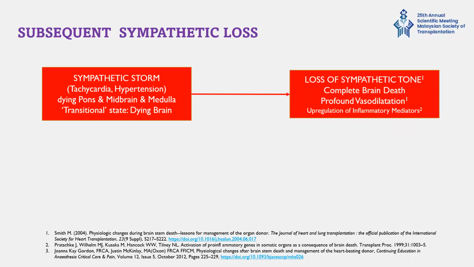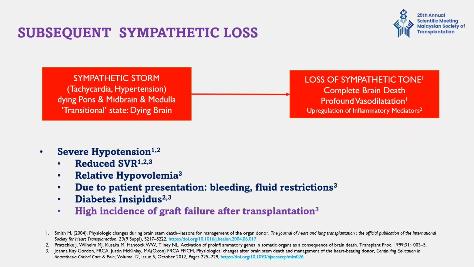After that, when complete brain death occurs, loss of sympathetic tone will follow, and it will lead to profound vasodilatation. At the same time, the patient will have upregulation of inflammatory mediators, all the cytokines, tumor necrosis factor, and so on. So this will cause severe hypotension, reduced systemic vascular resistance, and relative hypovolemia due to reduced SVR. And due to the patient's presentation itself, because of bleeding, fluid restrictions, and so on, and the brain injury also, at the time of brain death, can also cause diabetes insipidus. And this severe hypotension and subsequent sympathetic loss also can cause a high incidence of graft failure after transplantation.